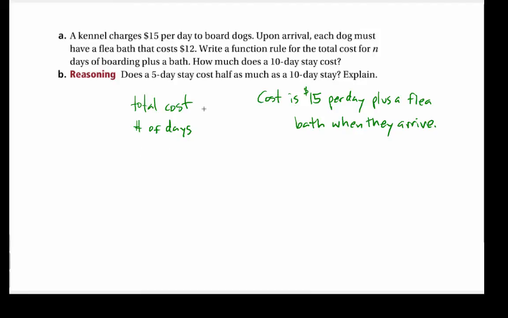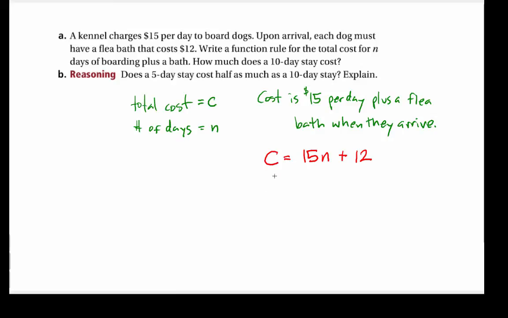So if our total cost, let's let that be capital C, the number of days, we're told to let that be N. So again, we just have to translate our relationship statement that shows the relationship between the two variables into a mathematical equation or function rule. So capital C equals 15 per day, that's per N, so times N, plus the amount of the flea bath, which is $12.